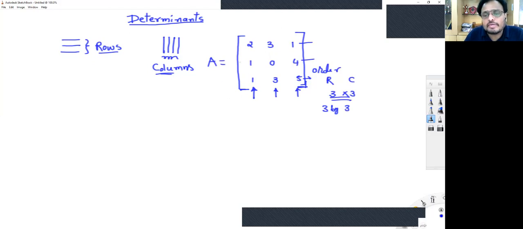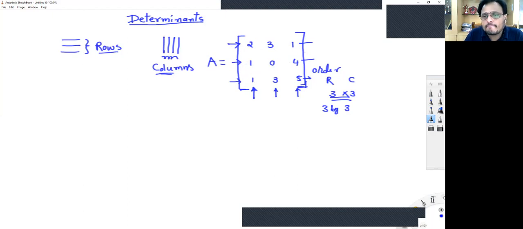One thing you remember once again: the definition of a matrix is the systematic arrangement of numbers, maybe real numbers, in the form of rows and columns. Every matrix has all its elements enclosed by 2 square brackets. This is the name of the matrix, and 2, 3, 1, 1, 0, 4, 1, 3, 5 are known as the elements of the matrix.